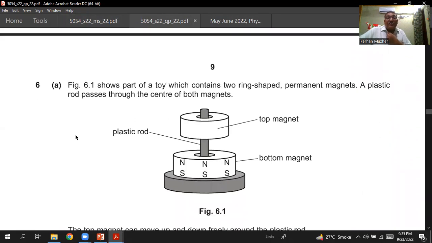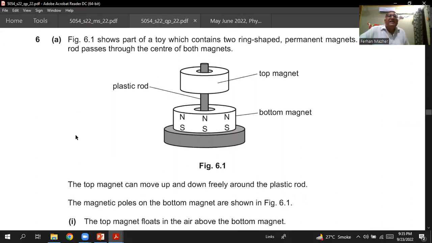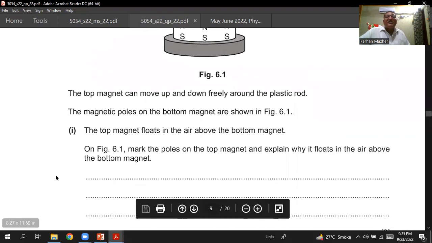The figure 6.1 shows part of a toy which contains two ring-shaped permanent magnets. A plastic rod passes through the center of both magnets. And he says here we have two magnets. This is the top magnet, this is the bottom magnet. The top of this magnet is north and the bottom is south. The top magnet can move up and down freely around the plastic rod. The magnetic poles on the bottom magnet are shown in the figure 6.1. The top magnet floats in the air above the bottom magnet.